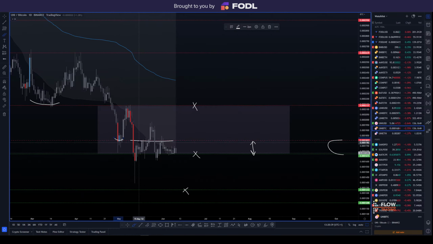Previous support is confirmed here. Let me just redraw that again. Right, previous level of support, confirmed it as resistance, deviated to the upside, came straight back below again, confirmed it as resistance. Okay, so this is resistance until proven otherwise.